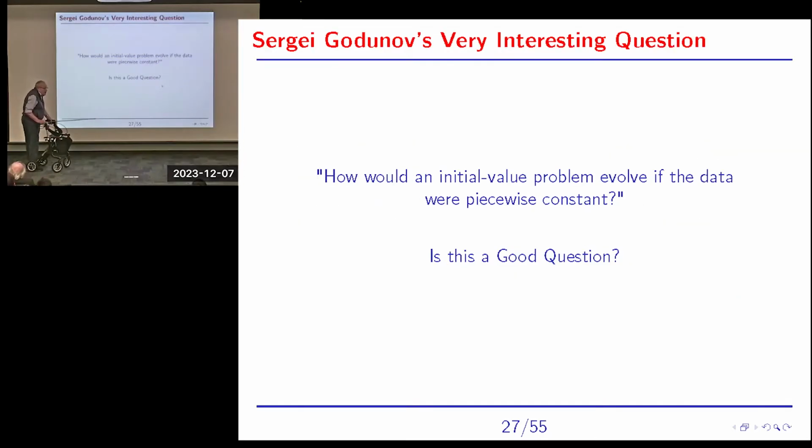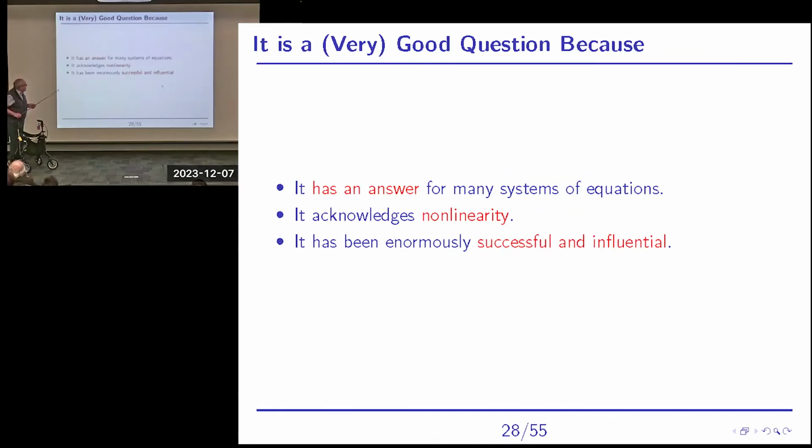So a very famous question in the history of CFD is the question asked by Sergei Godunov. If I have a hyperbolic problem to solve, an initial value problem, and suppose the initial value problem consisted of piecewise constant data, how would that evolve? And it turns out you can answer that. So that's one of the criteria. This question does actually have an answer. You answer that by solving Riemann problems for the interfaces between the constant states.